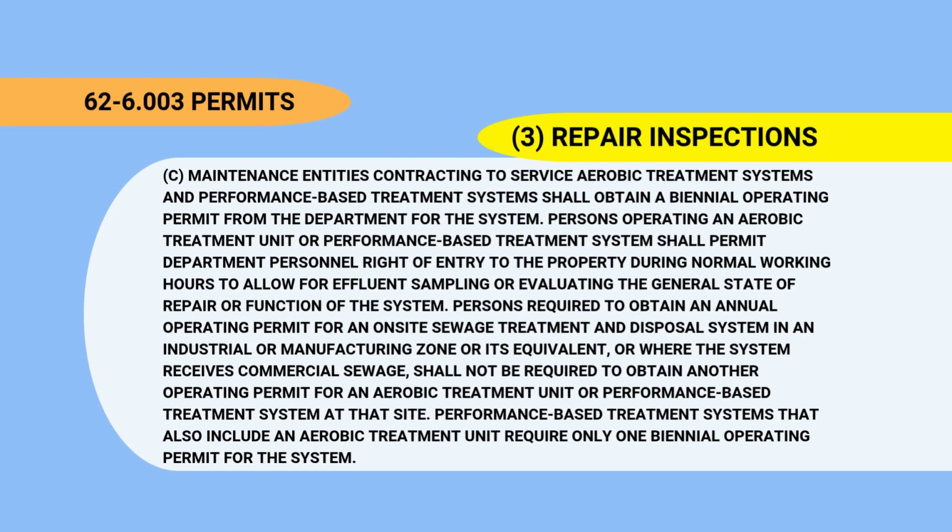C. Maintenance entities contracting to service aerobic treatment systems and performance-based treatment systems shall obtain a biennial operating permit from the department for the system. Persons operating an aerobic treatment unit or performance-based treatment system shall permit department personnel right of entry to the property during normal working hours to allow for effluent sampling or evaluating the general state of repair or function of the system. Persons required to obtain an annual operating permit for an on-site sewage treatment and disposal system in an industrial or manufacturing zone or its equivalent, or where the system receives commercial sewage, shall not be required to obtain another operating permit for an aerobic treatment unit or performance-based treatment system at that site. Performance-based treatment systems that also include an aerobic treatment unit require only one biennial operating permit for the system.